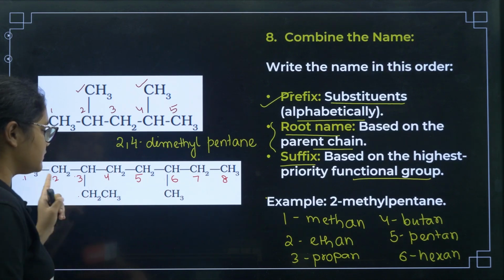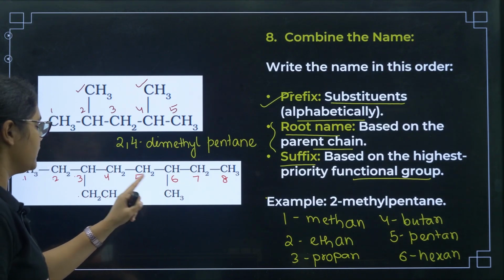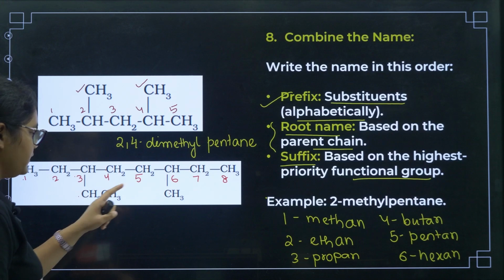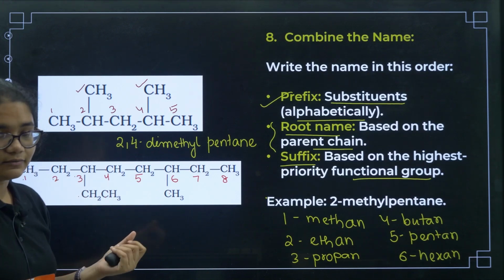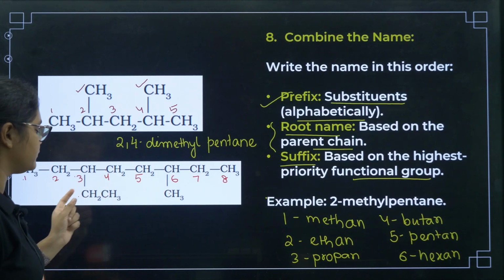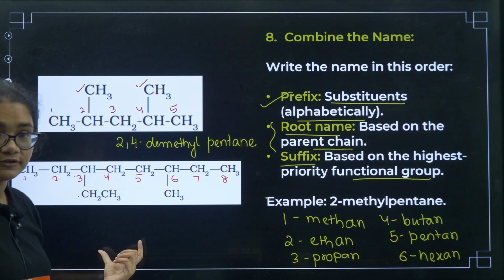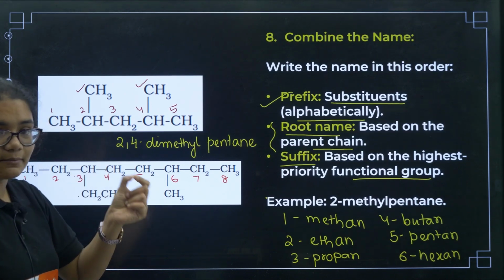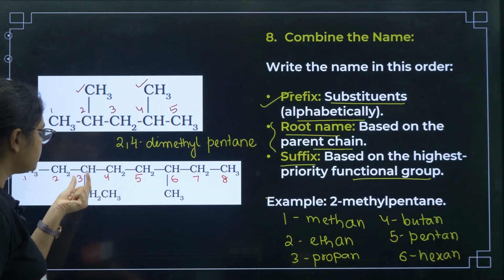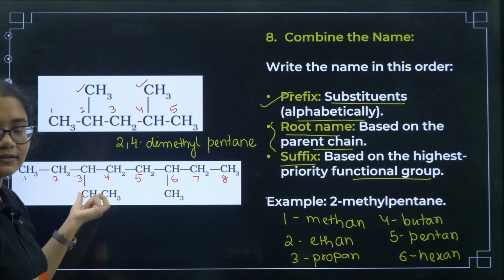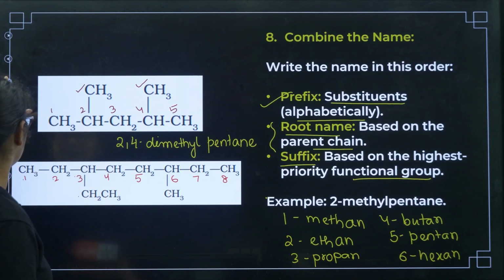So if you number in this way, you will get methyl here, and you will get ethyl here, right? But again, which is the correct one? See, according to the substituents rule, we know that ethyl should be written first because E is coming first, then M, right? So ethyl should get the lowest number. So that is why we have numbered in this way.